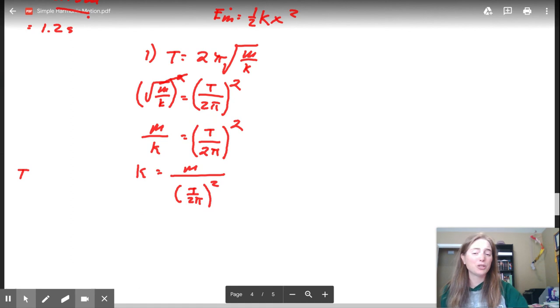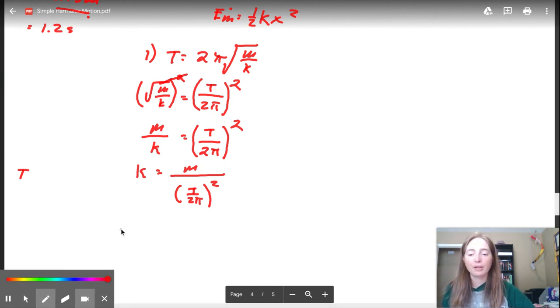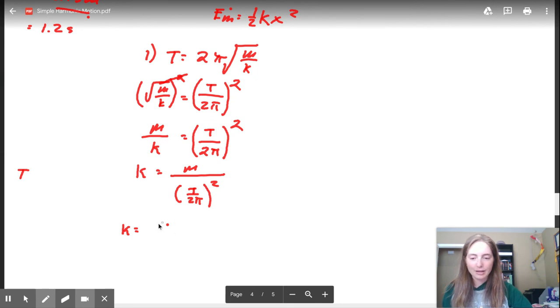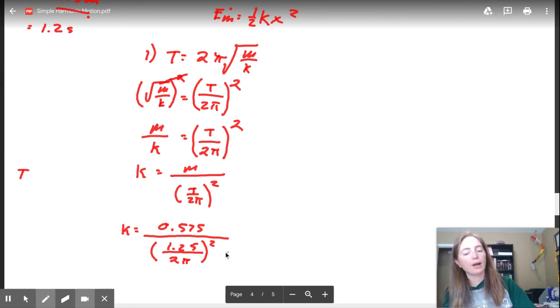With this one, you're going to have to be super careful putting this in your calculator. The mass, ladies and gentlemen, is 0.575 divided by the period, which is 1.25 seconds, divided by 2 pi squared. When you put this in your calculator, I would solve for the bottom first. 1.25 divided by 2, second pi, enter. Square, which will be answer squared, enter. 0.575 divided by second answer, enter. Sounds good? Good.